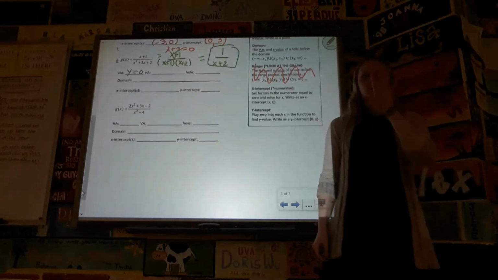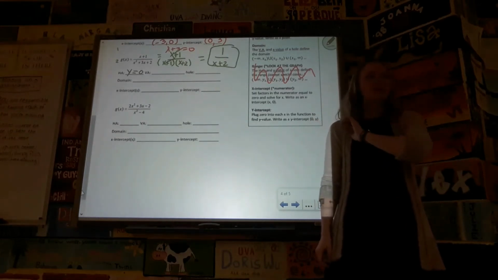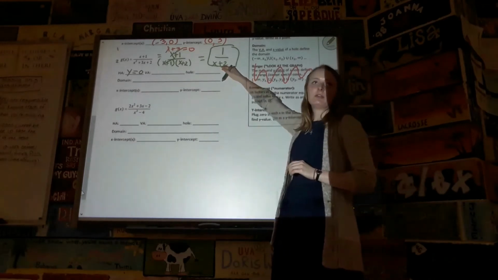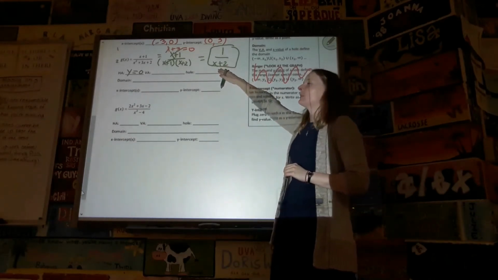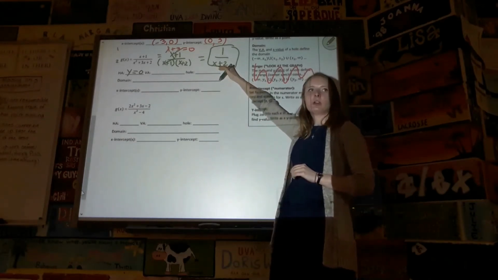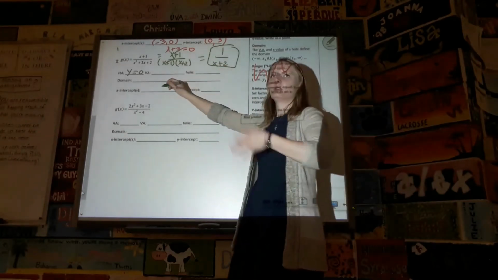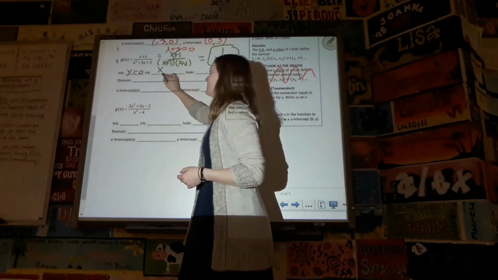Where do my eyes go? Where do I find the vertical asymptote? The bottom, the denominator, which I have this time. So to find the vertical asymptote, you're just going to take that, set equal to 0. What do I get? x equals negative 2.